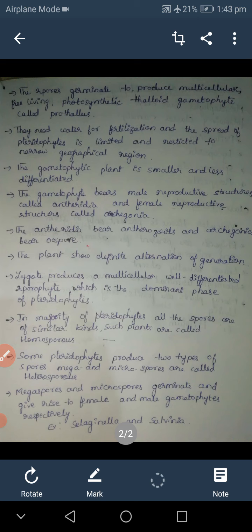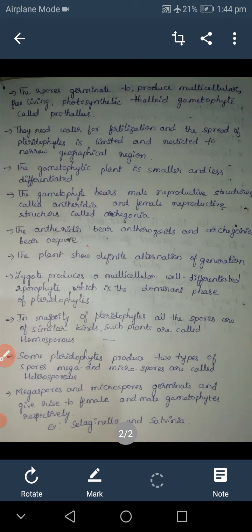Next, zygote produces a multicellular, well differentiated sporophyte, which is the dominant phase of pteridophytes. In majority of pteridophytes, all the spores are of similar kinds, such plants are called homosporous. Means here the pteridophytes produce undifferentiated spores. We cannot differentiate whether it is male spore or female spore.